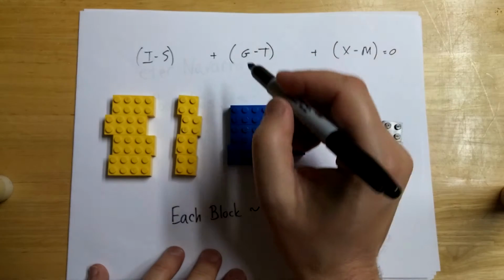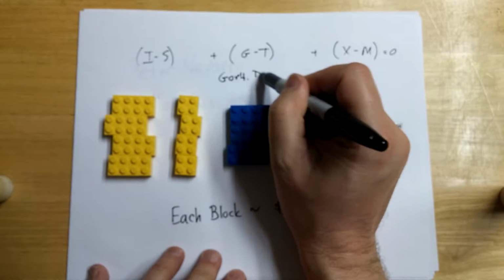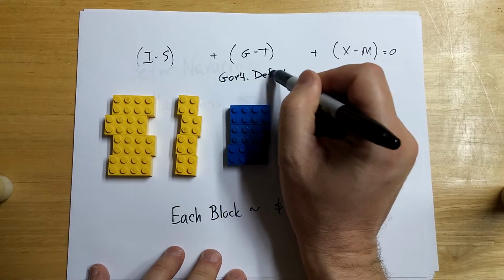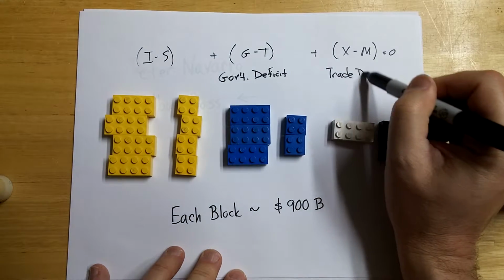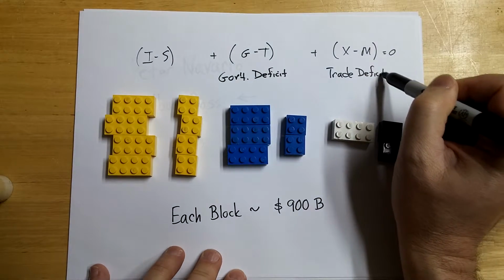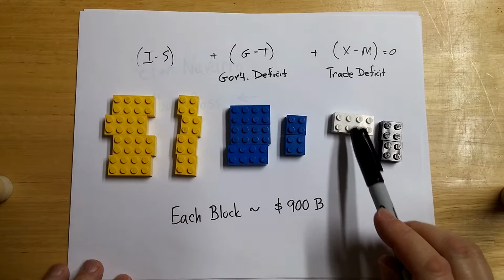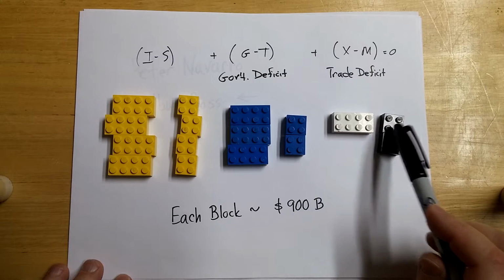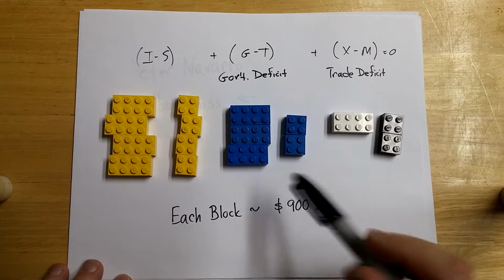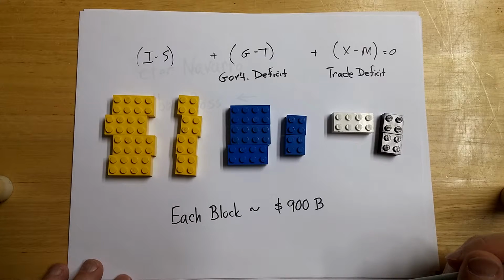Okay? G minus T is commonly known as the government deficit. And X minus M is known as the trade deficit. And of course, the Trump people are really concerned about exports here, okay? And they're also concerned about imports. Too little of these, too much of these, okay? As a secondary thing, they're kind of concerned about the government deficit as well.